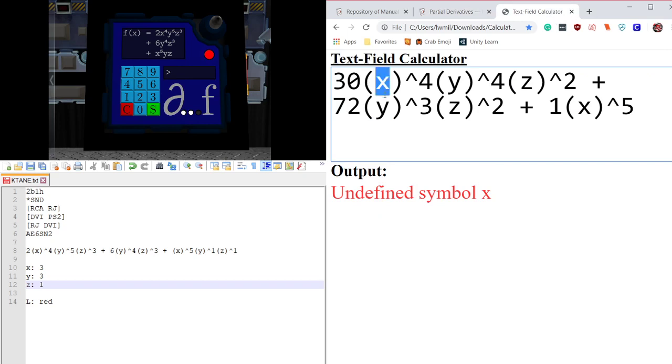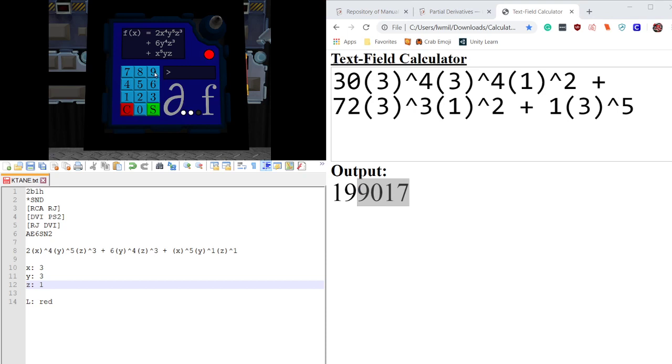X is 3. Y is 3. And z is 1. We're going to submit 9017. We do have a 0 here, but it's not a leading 0, so we do include it in our submission. So 9017 is good. And our final stage LED is green.